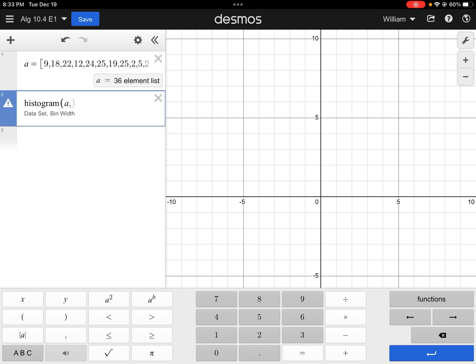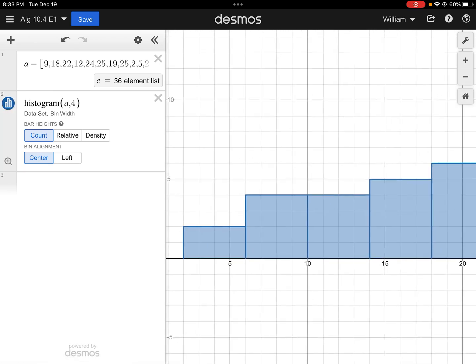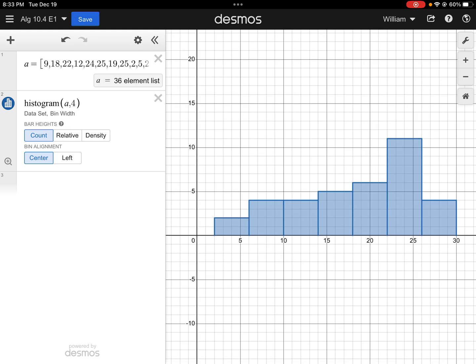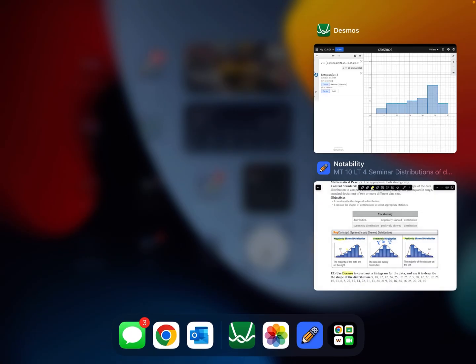In this one, notice I'm going from about 0 to 32, so I'm going to set my bin width to 4. You can adjust your scale, but if we look here, that one works out nicely. I can just use my mouse to zoom in. And notice it's left skewed, isn't it? Because my tail goes to the left, I've got more numbers to the left. And that's all we would say here.